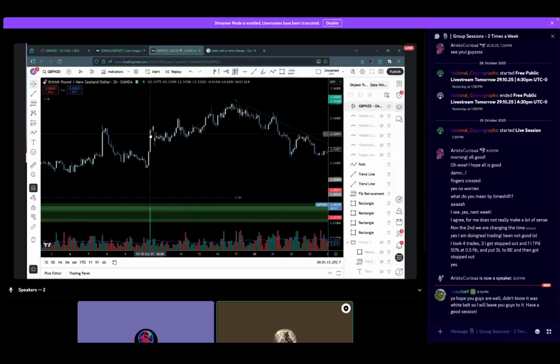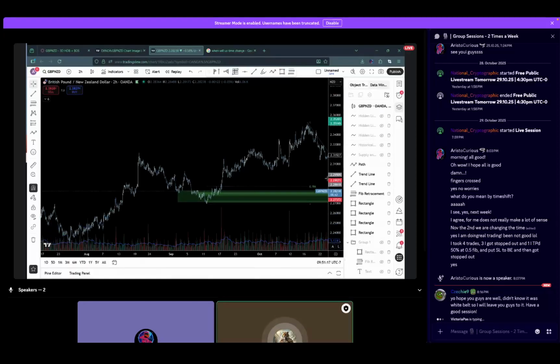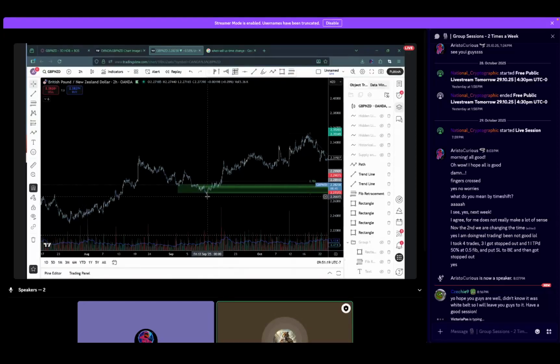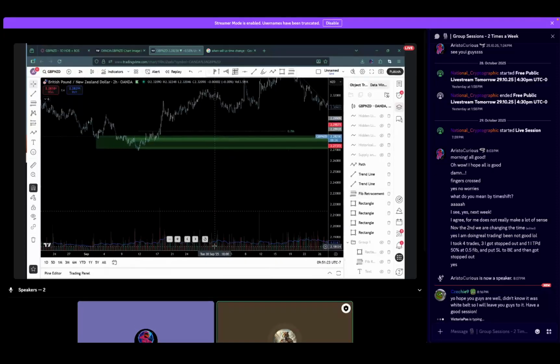Maybe go more to the left. Let's check if we find another prime example of a reversal. Let's check the low there where we started the level. Yeah, this one. Let's zoom in there a little bit.